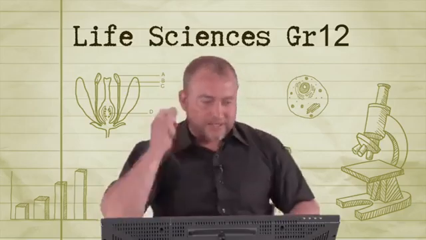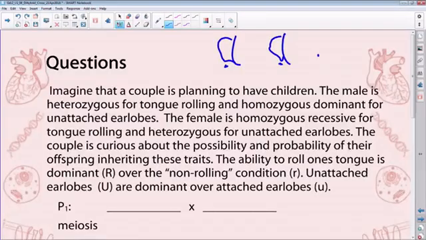Okay, so let's have a look at it. Imagine that a couple is planning to have a child. The male is heterozygous for tongue rolling, which means tongue rolling is dominant, and homozygous dominant for unattached earlobe. Homozygous dominant, which means unattached, is the one like this over here. The female is homozygous recessive for tongue rolling. In other words, she can't roll her tongue.